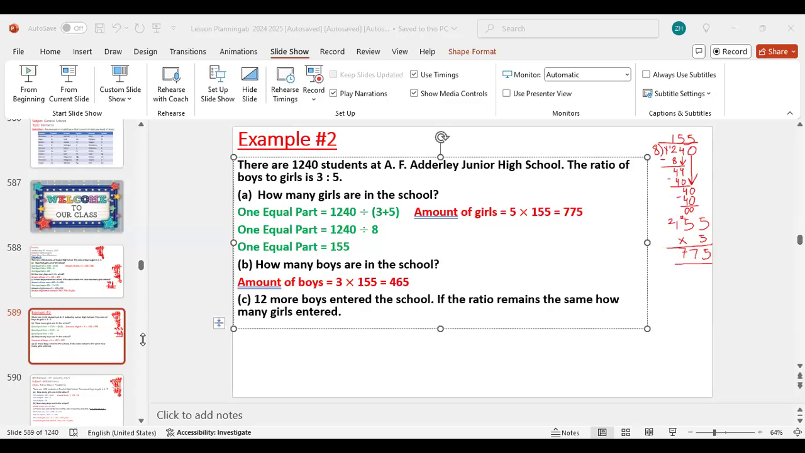All right, so let's go ahead and answer this. So what do y'all have for part C? For boys, I have 477, and for the girls, I have 20. So how many girls entered? 20 girls. Anyone got something different than 20?